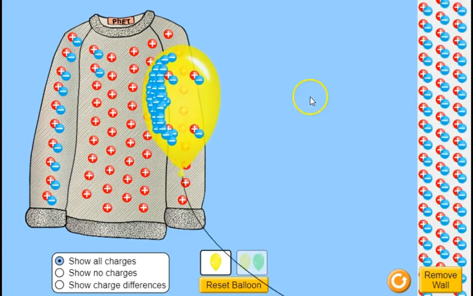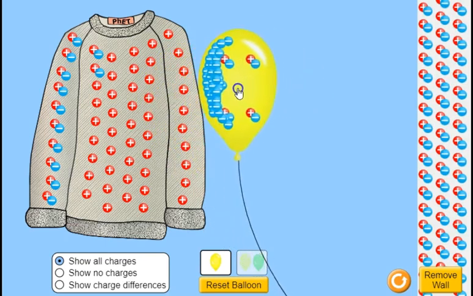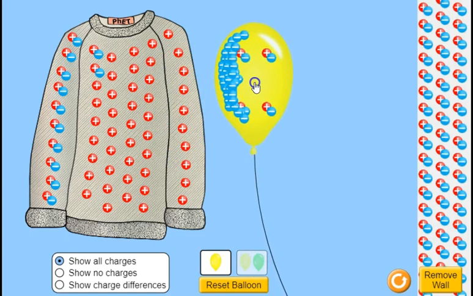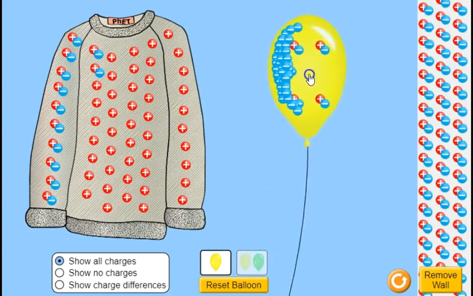Opposite charges attract. Okay, but now what I'm going to do is take this very negative balloon and bring it near the wall without touching.